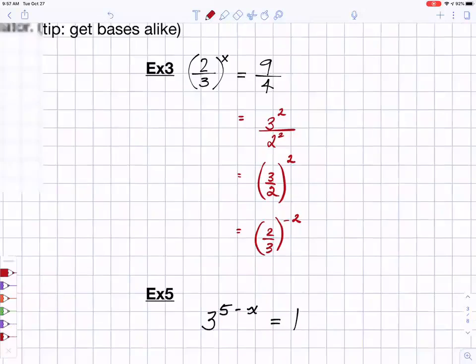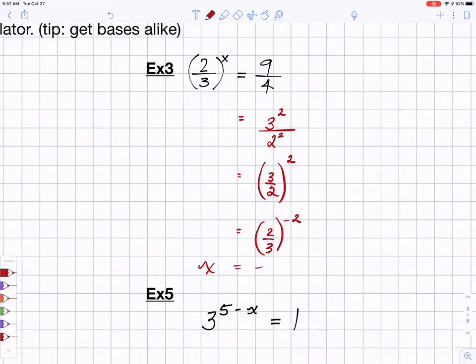Hey, are my bases alike? Finally. Okay, logically, if my bases are alike, what do I know about powers? They're alike. So let's set up a mini equation. X equals -2. Now go solve. Done. Could I check my work? Sure, I could. I could take 2/3 and raise it to the -2nd power. By the way, your calculator can do that, and your head can do that as well.